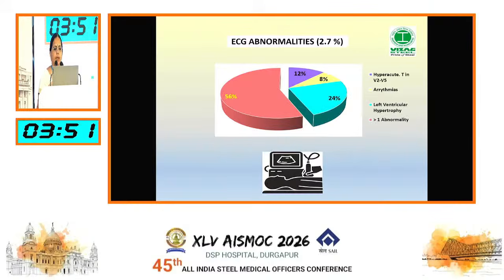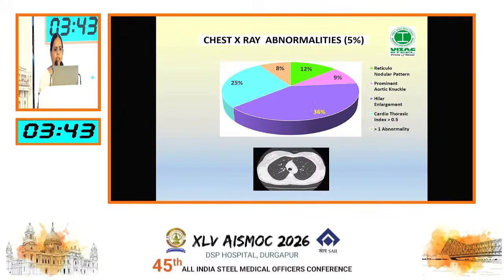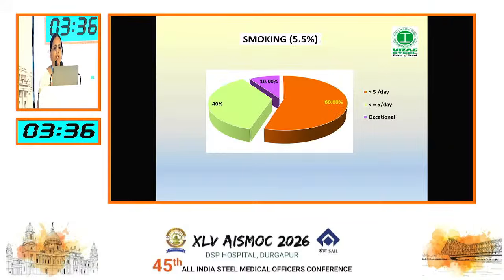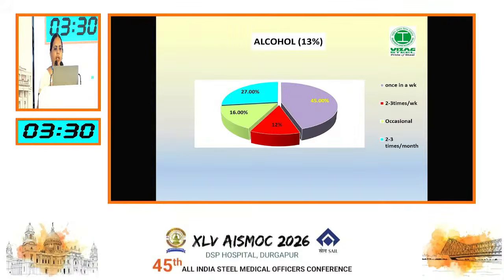All the ECG abnormalities for patients were referred for 2D echo and cardiologist consultation. All the chest X-ray abnormal patients were done HRCT and referred to pulmonologist consultation and treatment. Smoking: 60% were smoking more than 5 cigarettes per day. Alcohol: 45% are taking alcohol once in a week.